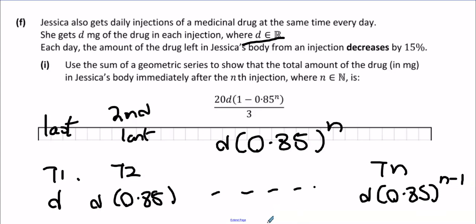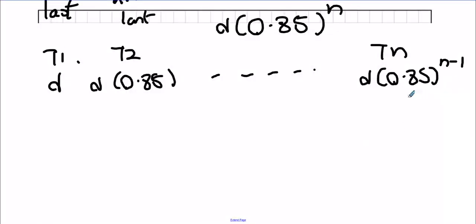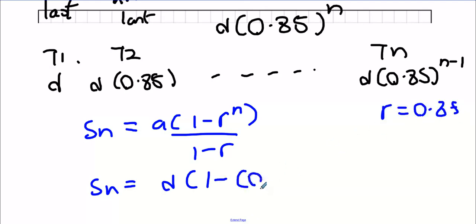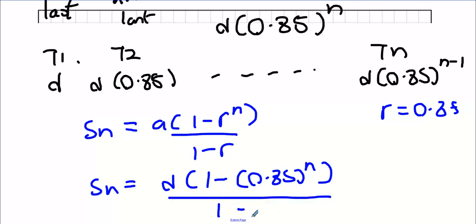I don't think getting that last term right is going to affect us too much anyway. So what's Sn? A times 1 minus R to the n, all over 1 minus R. Now, what's A again? D. What's R? R is 0.85, isn't it? And here's the kicker. Sorry, I got that wrong. The n is on R, and there, yeah. And 1 minus R, 1 minus 0.85, all right?